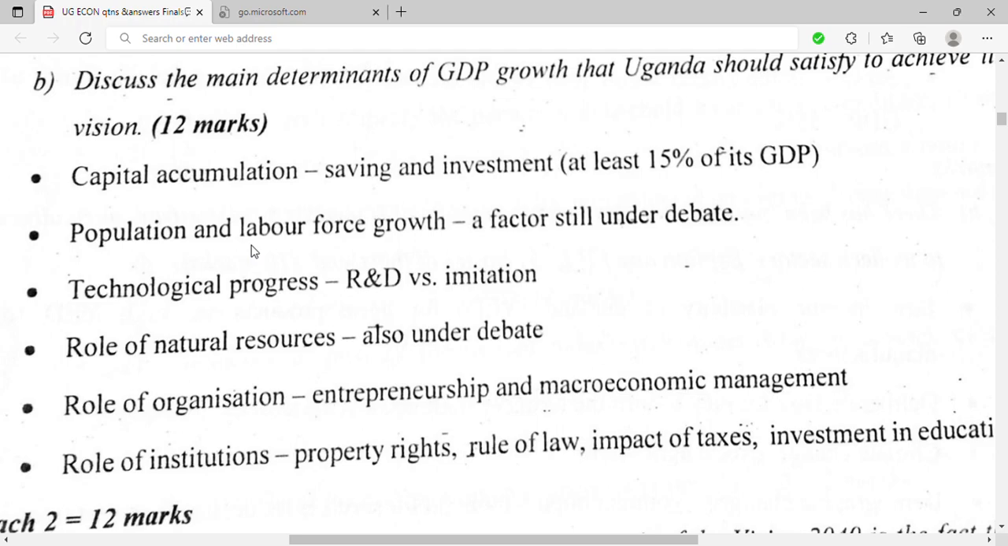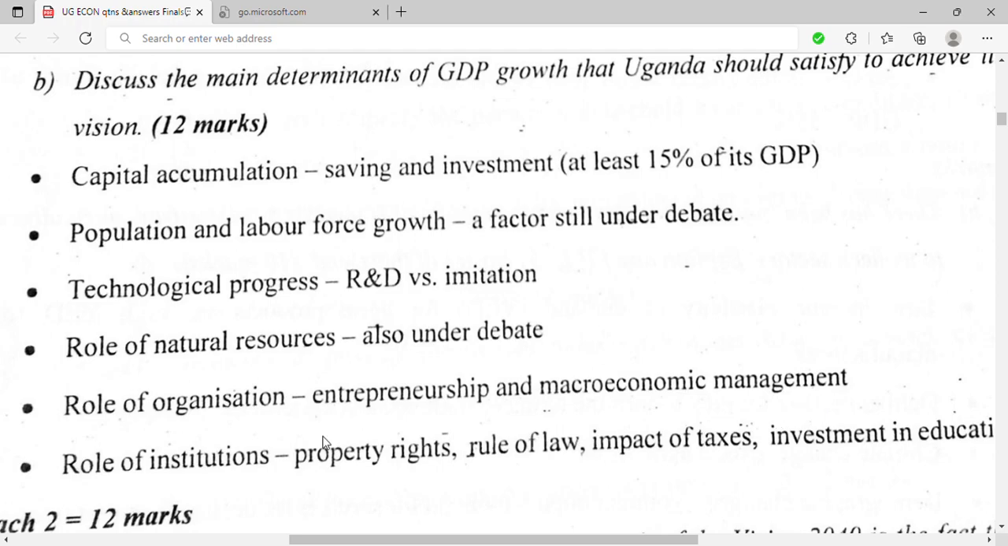Then technological progress. Increase in technology will lead to increase in production, which in turn will lead to the growth of GDP. Then the role of natural resources. Once we have the natural resources that we can utilize to produce, because GDP is all about production, once production is high, there will be high GDP. Then the role of organization, entrepreneurship, and macroeconomic management. Once entrepreneurship is high in the economy, there will be increase in production, which will lead to GDP growth.